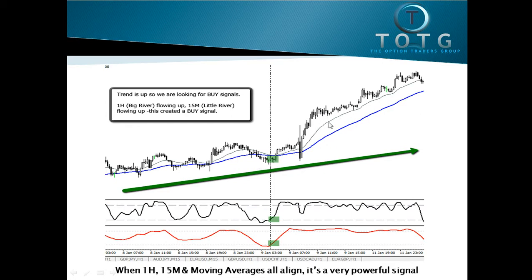Good momentum, right? So that's powerful when you can start getting all of these currents to align. I wrote down here when the 1 hour, the 15-minute, and the moving averages all align. It's an extremely powerful, extremely powerful signal. As you can see here, everything is in flow then. Okay, so that's a beautiful entry point right there.